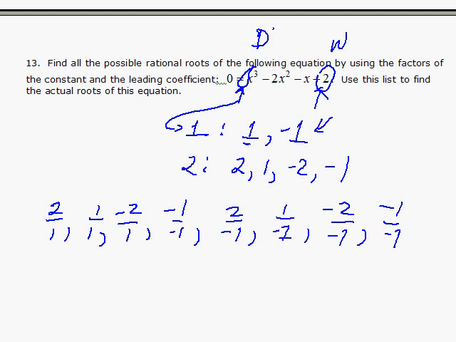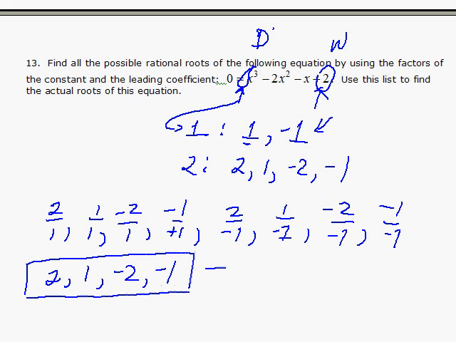So 2 over 1, that's 2. 1 over 1 is 1. Minus 2 over 1, that's minus 2. Oops, how did that get positive? Okay, that should be a negative 1. Now, this is a minus 2, you already have it in the list. This is a minus 1, you already have it. This is a minus 2. Well, that says a positive 2, you've already got it. And minus 1 over minus 1 gives you 1. So this is your whole list right here. These are all the possible rational roots.